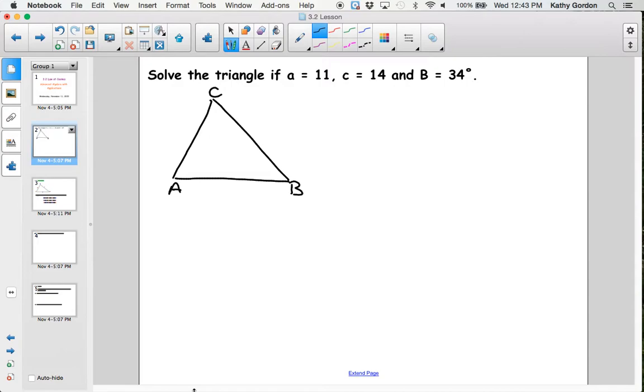So based on what we know here, we know side A is supposed to be 11, so that's going to be across over here. We know side C is supposed to be 14, so that's got to be across over here. And we're given that angle B has to be 34 degrees, so that's going to be this angle right there.